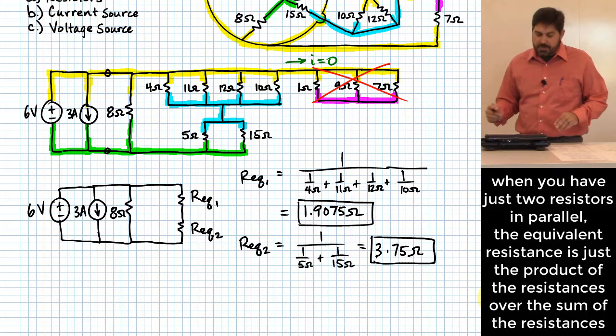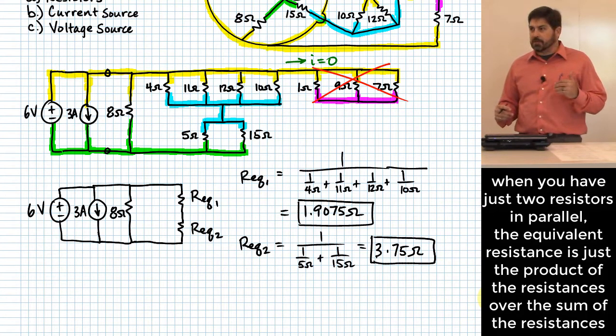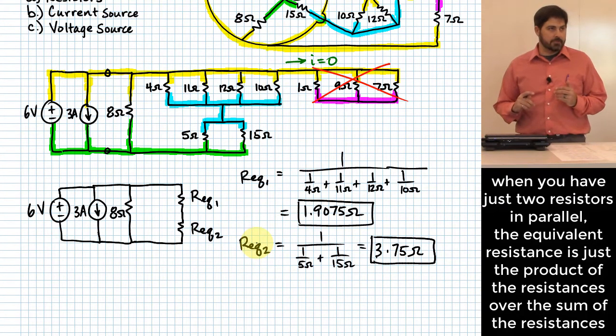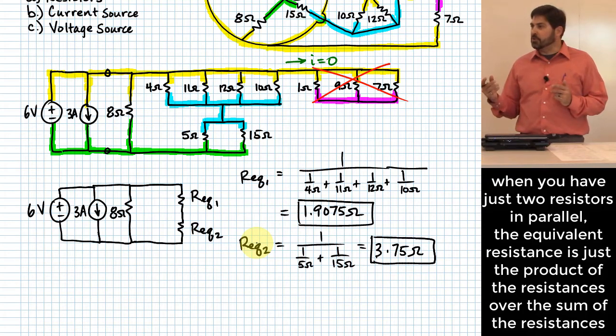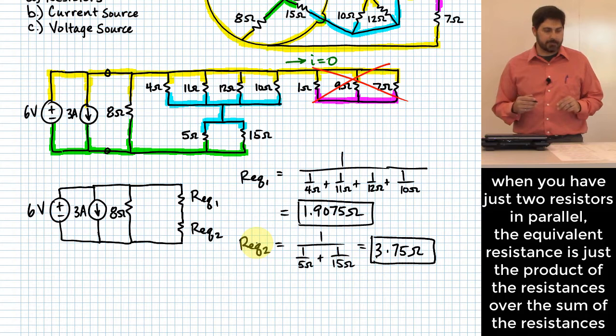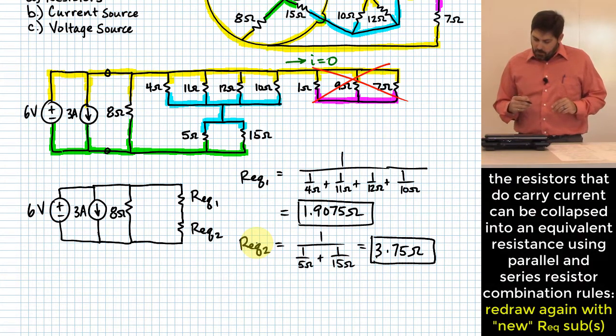What was the other choice? Because I mentioned there's two choices. What's the other choice for how you do REQ2? You could do the product over the sum, like I showed you in that one little optional piece. Okay, what's the next step?